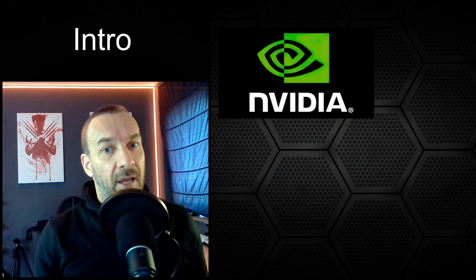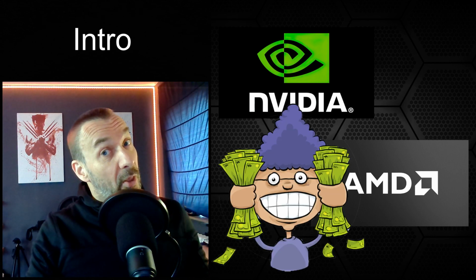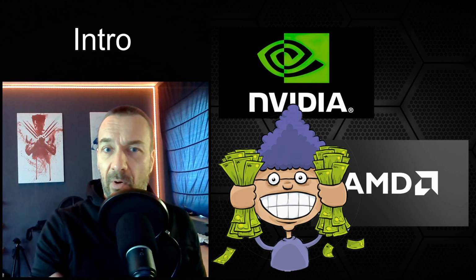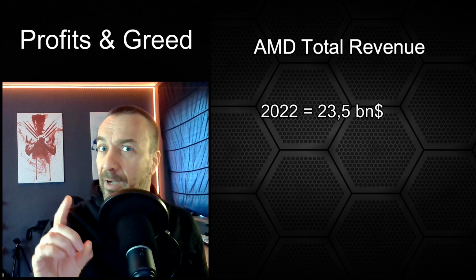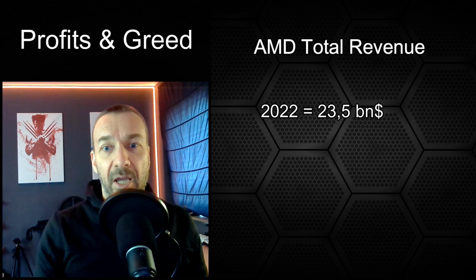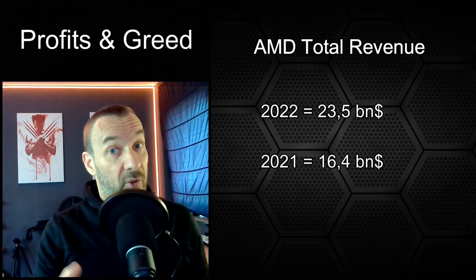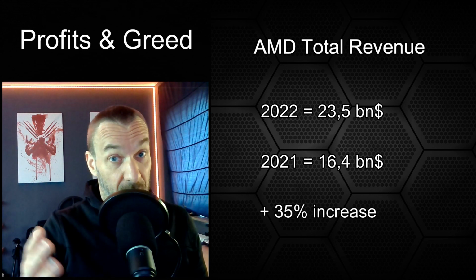Just as we thought the screwed up GPU market would ease back into a normal situation, Nvidia and AMD decided to essentially become scalpers themselves, because why leave all the profits to them if we can cash in ourselves? Not that they needed to do that. AMD's total revenue, for example, is expected to be around $23.5 billion for 2022, after the lackluster $16.4 billion in 2021. That's an increase of more than 35% in total revenue.